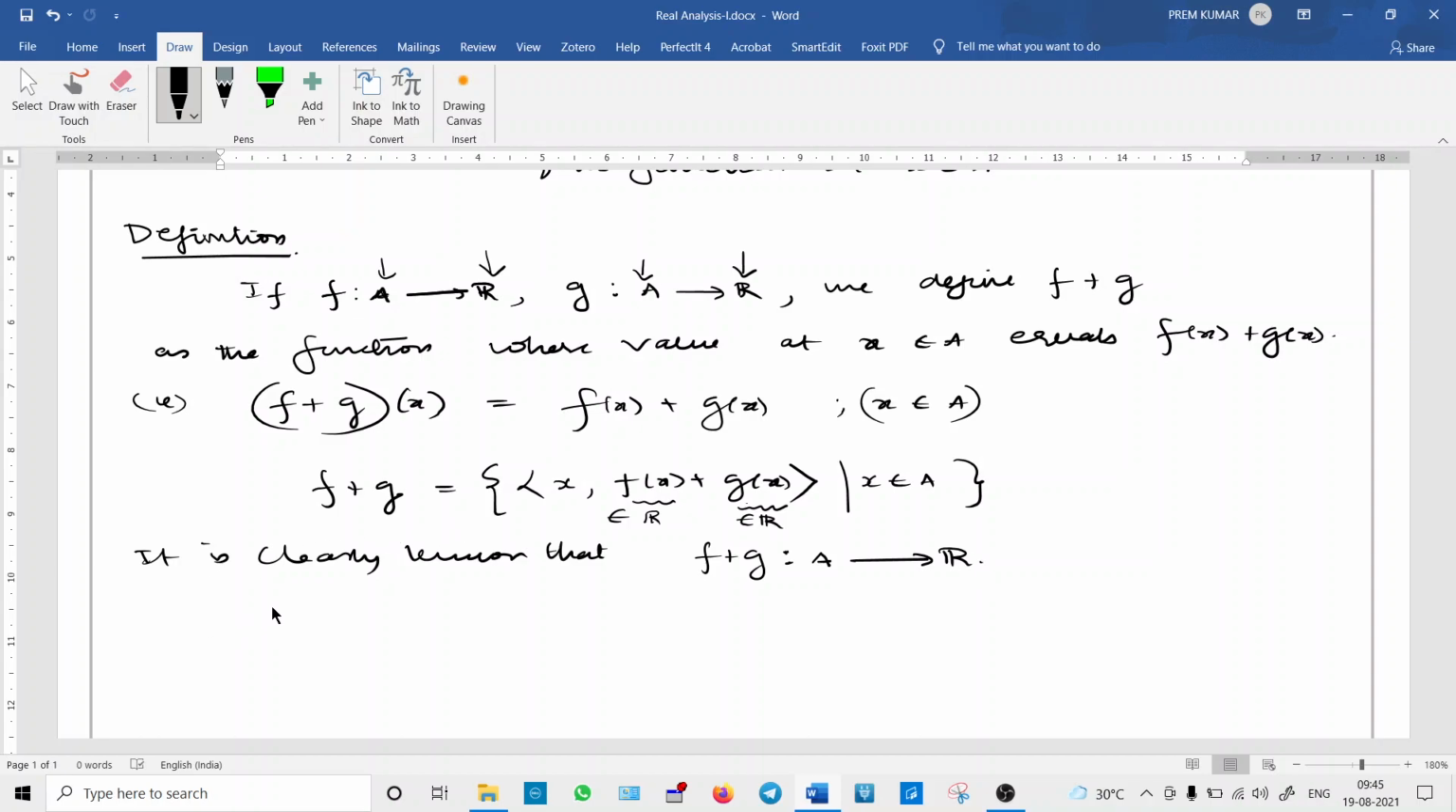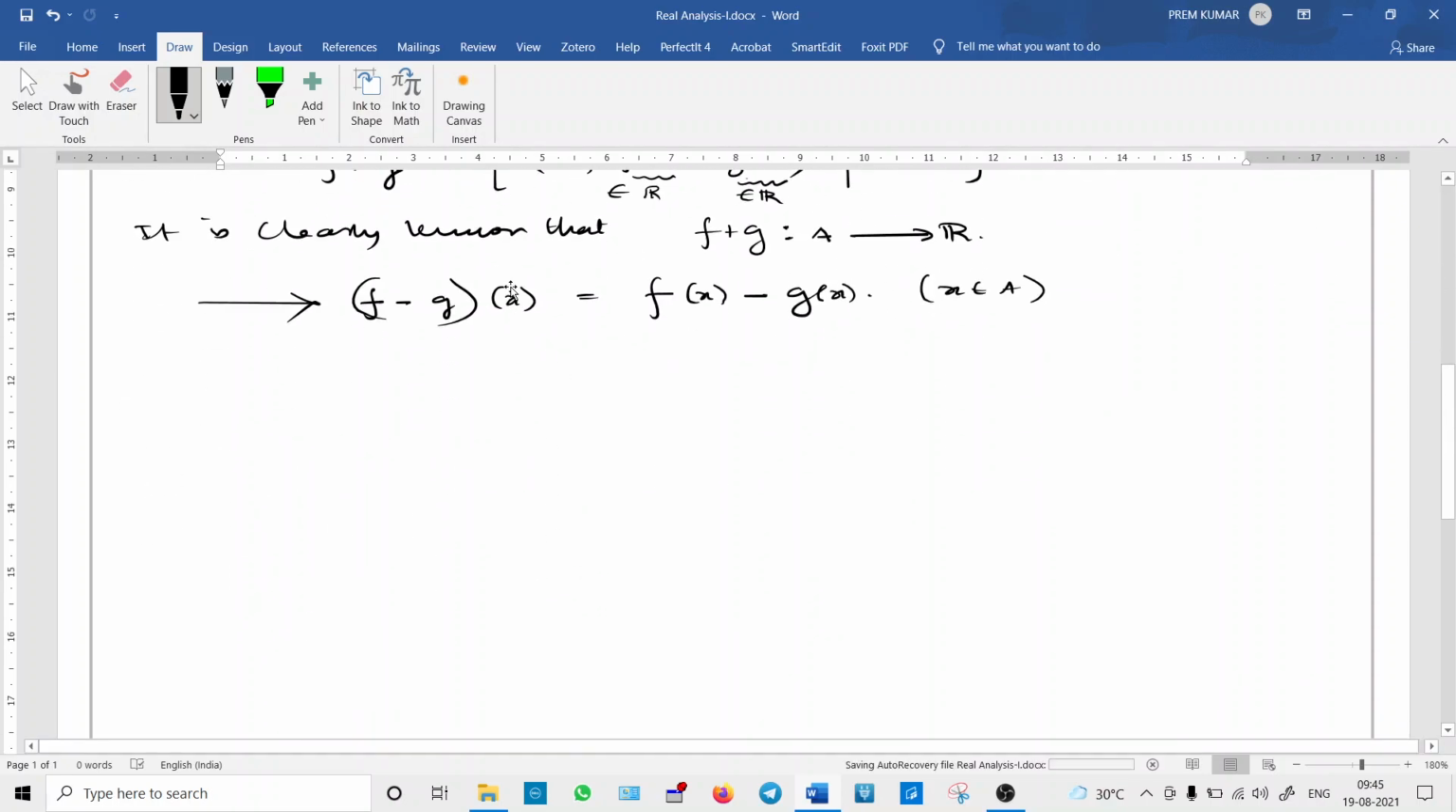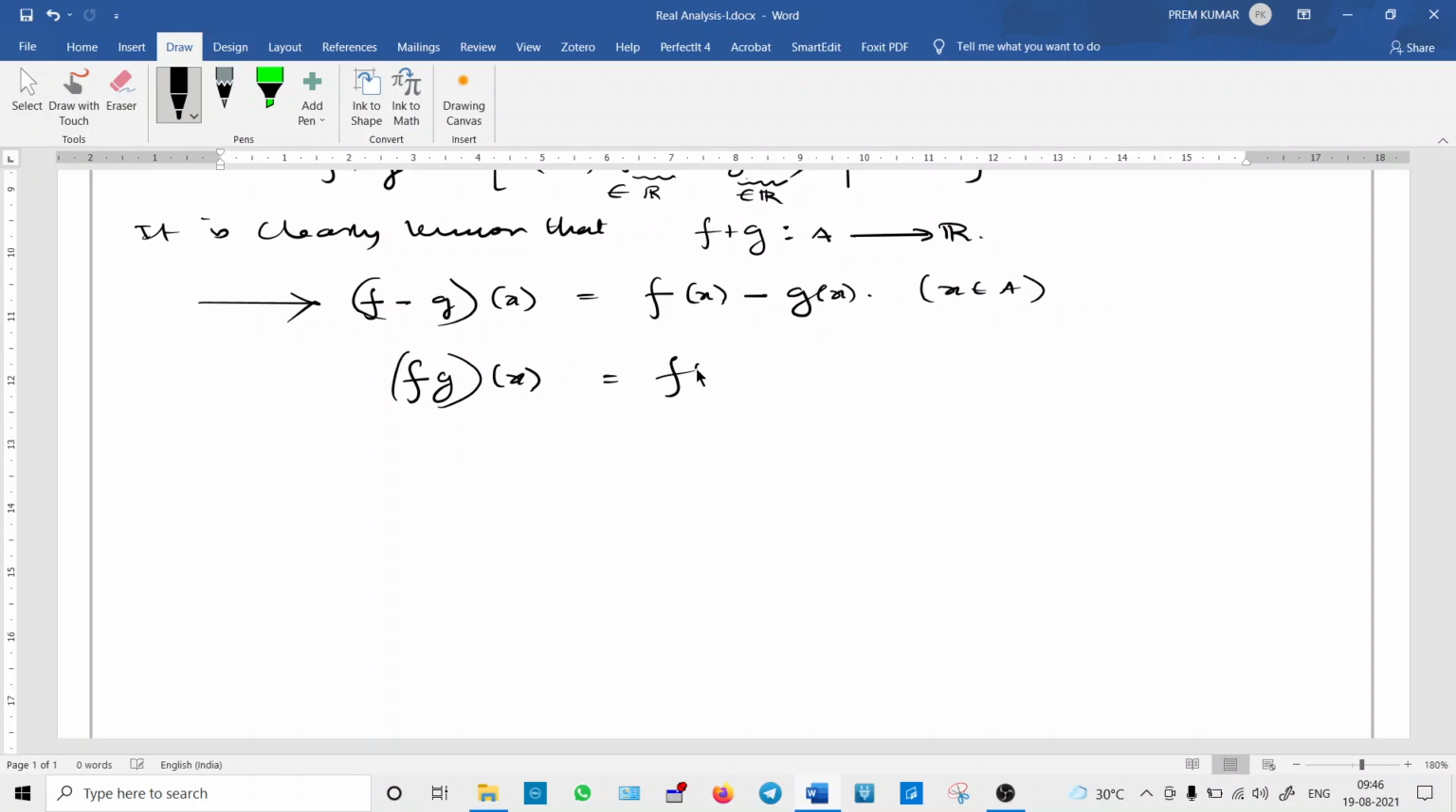Similarly, we are going to define what is f minus g. They are defining f minus g of x. This is nothing but f of x minus g of x, whenever x falls in A. The same thing as here they define f plus g. Here they define how to find the difference of two functions at a common point x. And how to find the product of two functions. So fg of x they define as f of x into g of x for every value of x in the common domain.